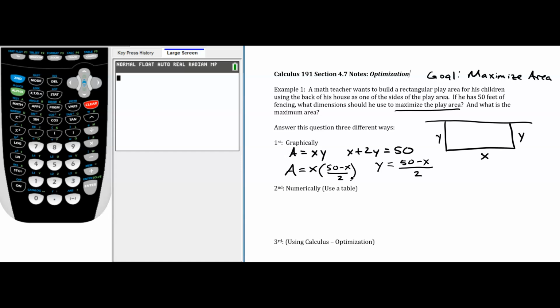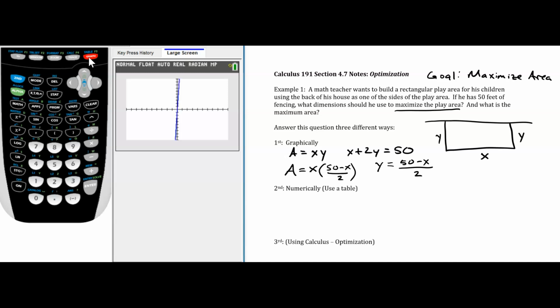And so let's go into the calculator right now and let's graph this. I just want to show you that we don't need calculus to do this. So I'm going to say y equals x times, we have parentheses, 50 minus x, and then I'm going to divide by 2. And let's hit graph and see what we get.